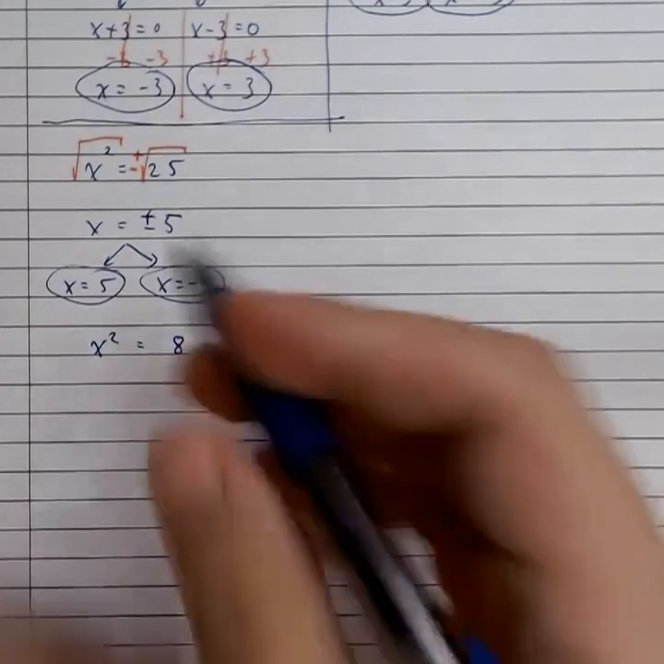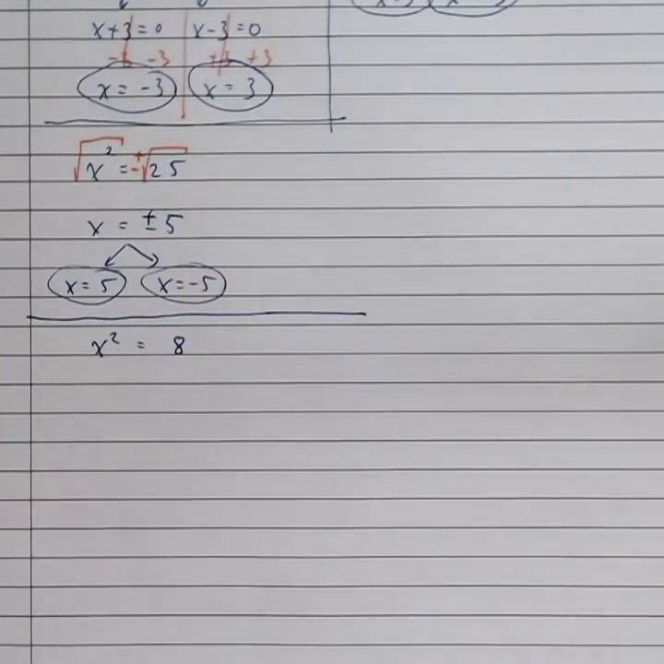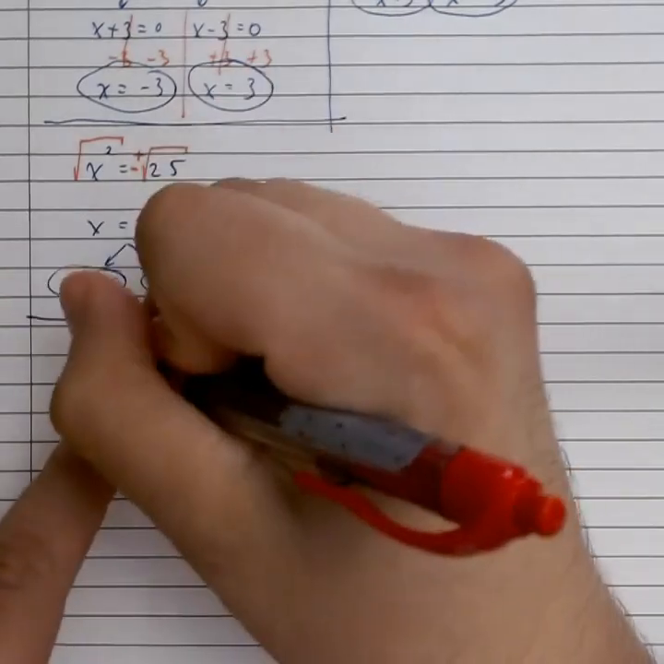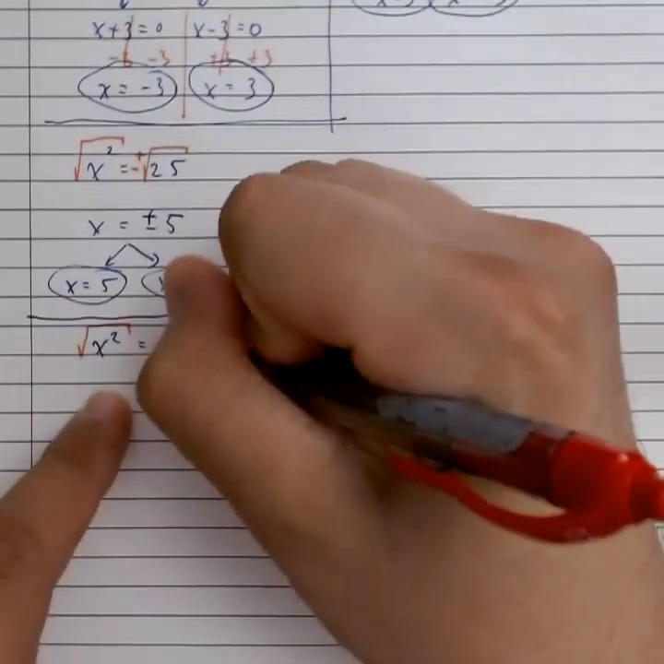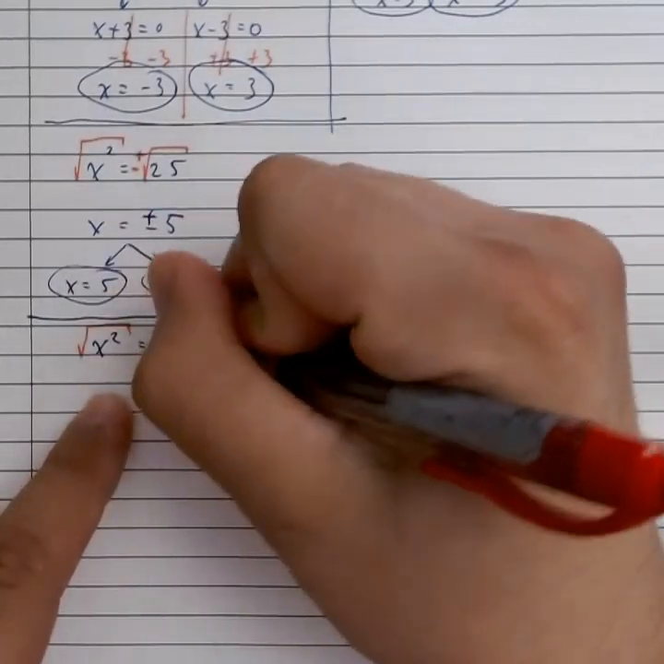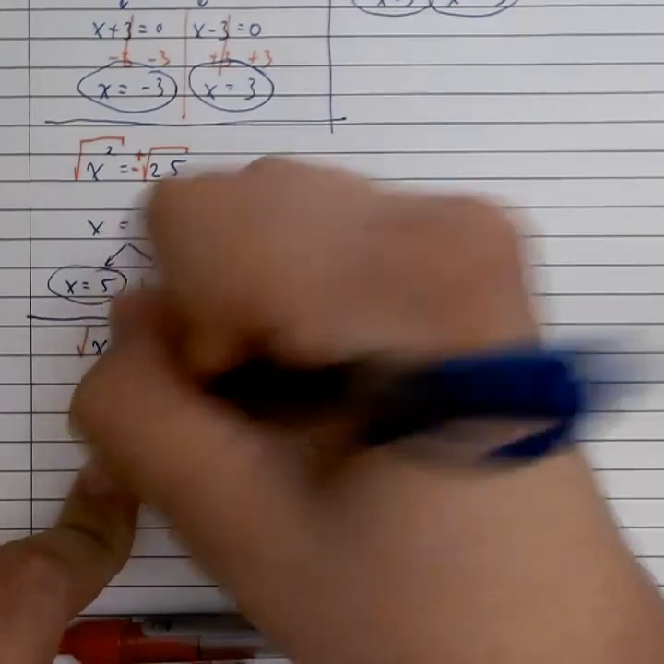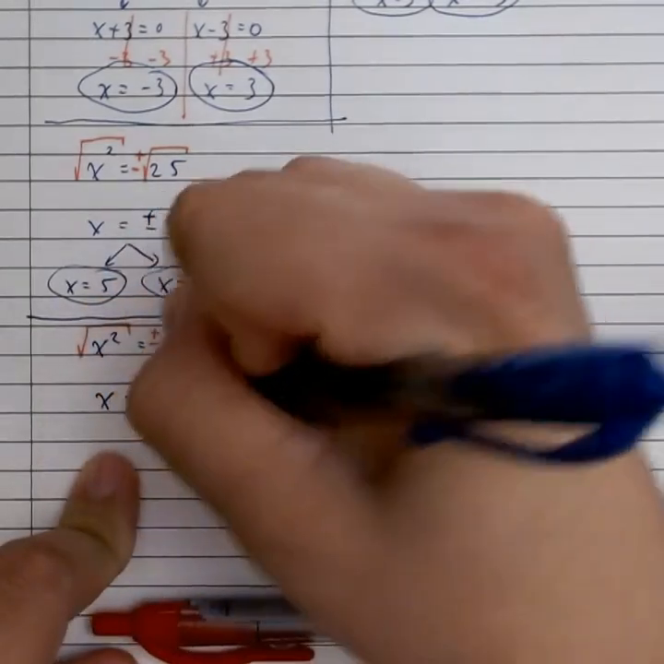You say, well, that doesn't work anymore because 8 is not a squared number. Well, sure it is. It's just not a perfect squared number. Meaning, it's just not going to be a very nice number. Here, to get rid of that square, I can use a square root on both sides. Remember, there's two roots, a positive and a negative. So here I get x all by itself equals plus or minus the square root of 8.